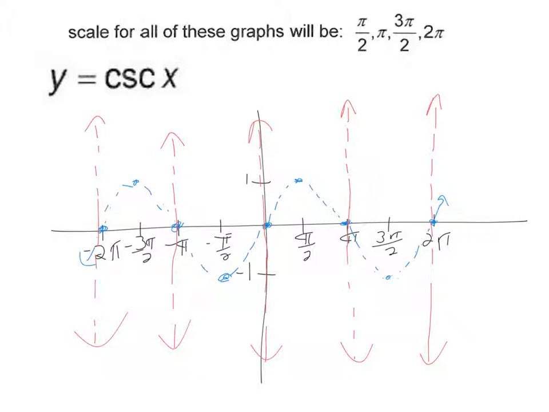Flip over all the hills and valleys within the boundaries of the vertical asymptotes. And there's the cosecant graph.